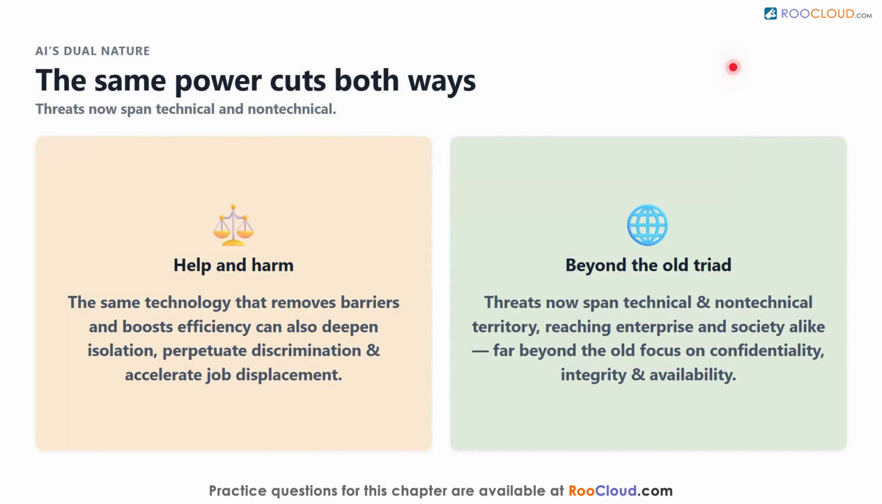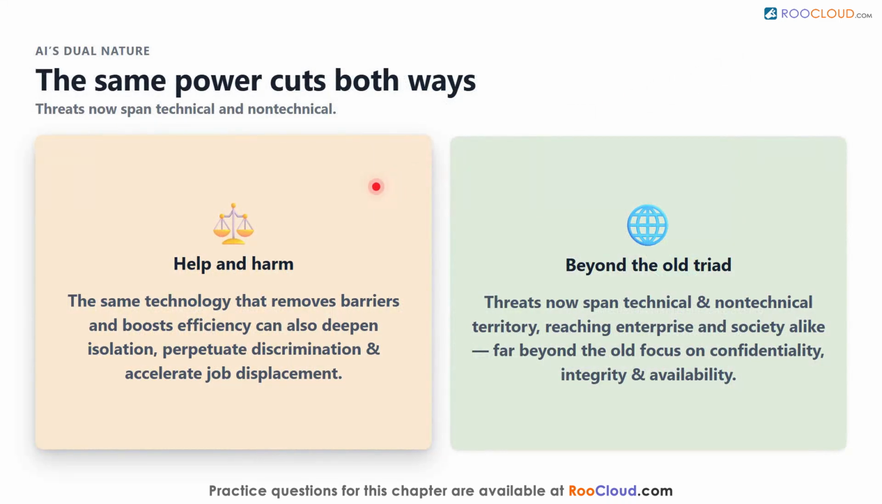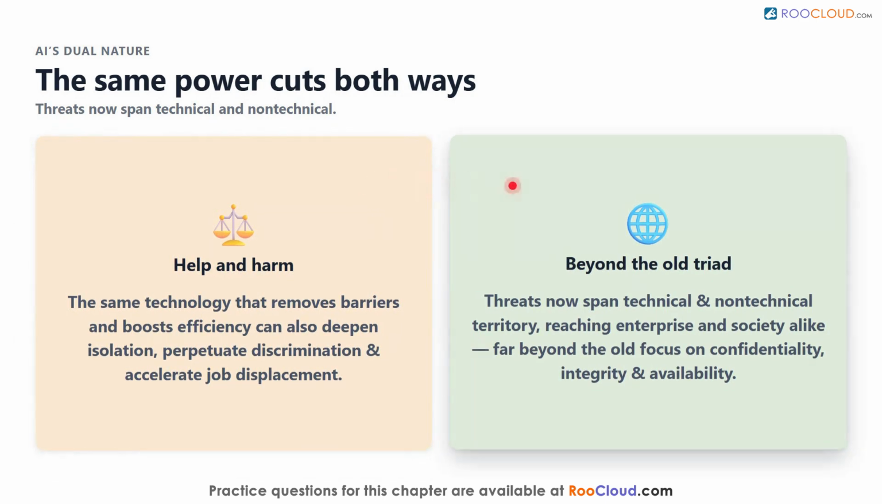Let's begin with AI's dual nature. The same technology that removes barriers and boosts efficiency can also deepen isolation, perpetuate discrimination, and accelerate job displacement. Because of that, threats now span both technical and non-technical territory, reaching the enterprise and society alike, far beyond the old focus on confidentiality, integrity, and availability.